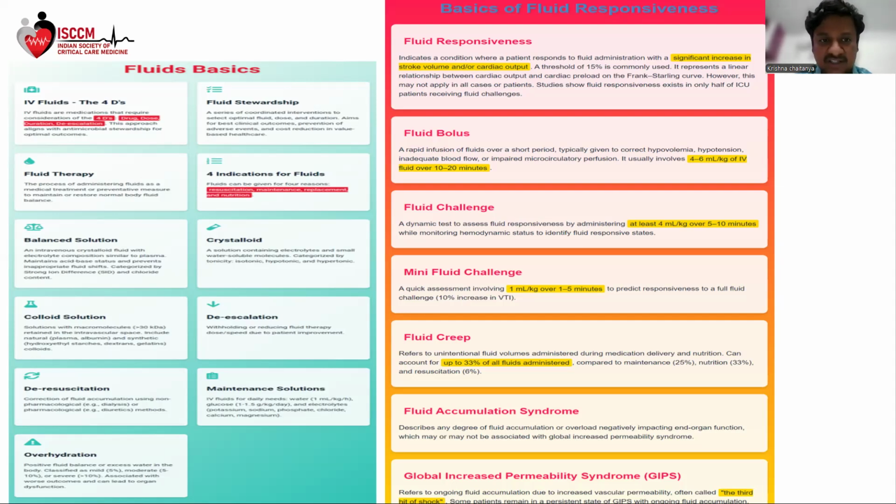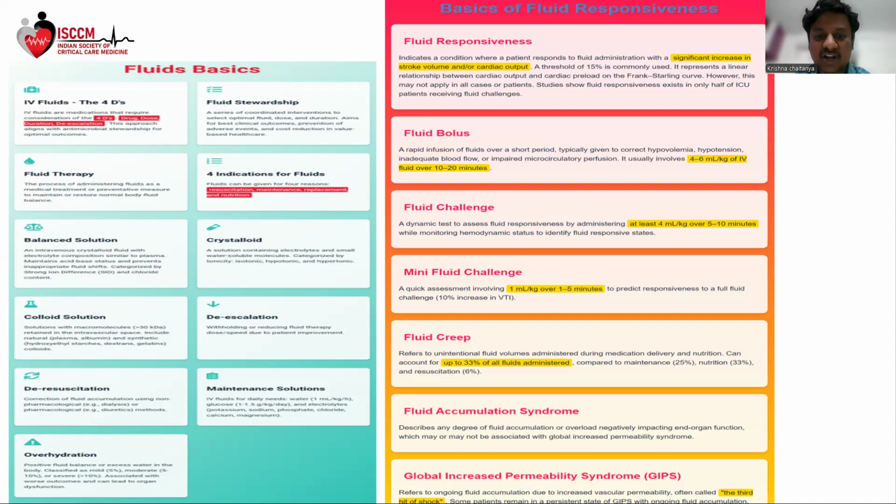As of now, there are four indications for fluids: resuscitation, maintenance, replacement, and nutrition. These are all basic components of fluid responsiveness, where there is an increase in stroke volume and cardiac output after administration of fluid. A fluid bolus is giving 4 to 6 ml per kg over 10 to 20 minutes. A fluid challenge is giving 4 ml per kg along with hemodynamic monitoring. A mini fluid challenge is 1 ml per kg over 1 to 5 minutes.